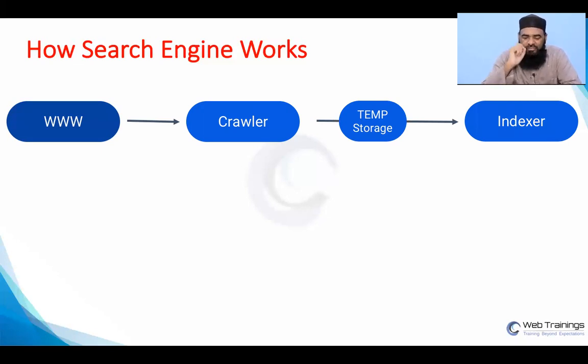First question: the crawler is able to capture the information from the World Wide Web, but how does the crawler know that this website is available? How will the crawler know that your website is there? What is the mechanism by which the crawler will know about your website? Anyone, please answer the question.